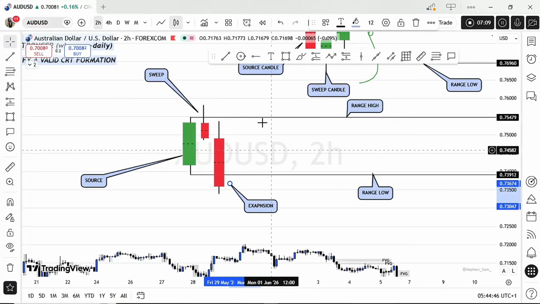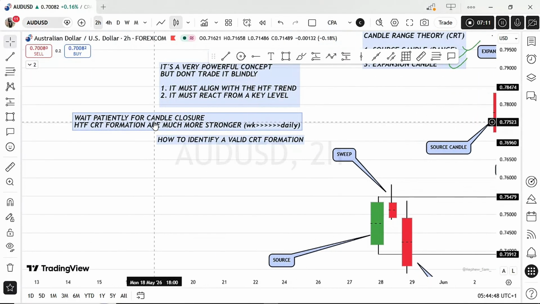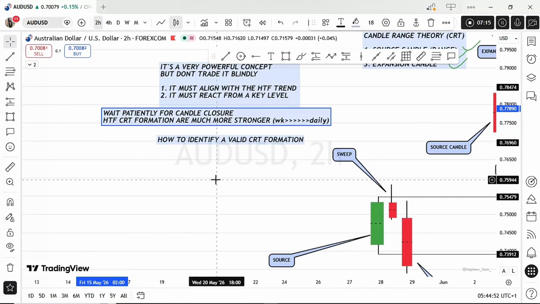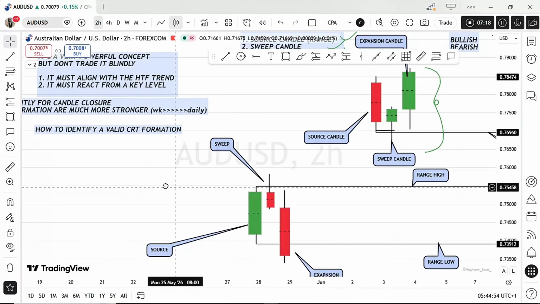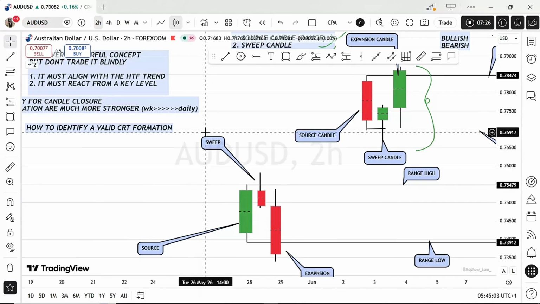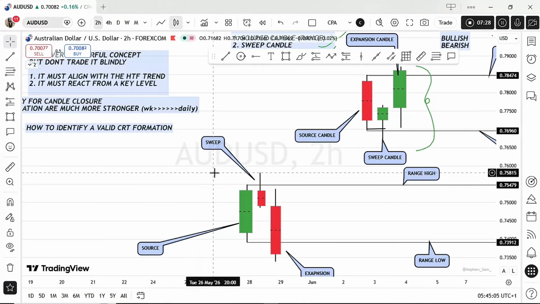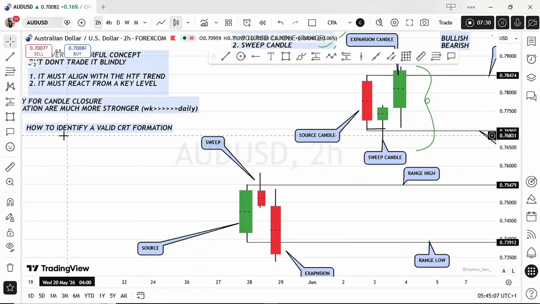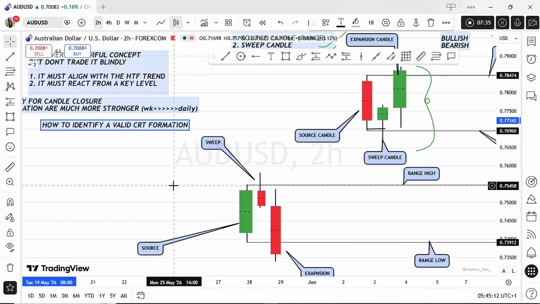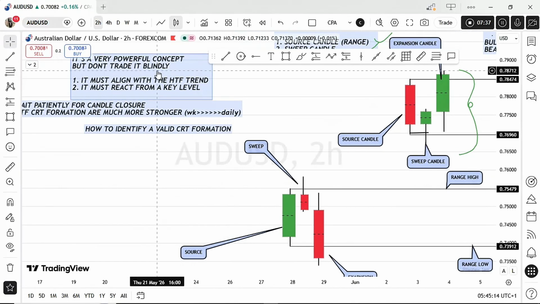Okay, let me just explain a few more concepts. You have to wait patiently for the candle closure. Higher time frame CRT formations are much stronger. I was talking about the weekly candle or the daily candle being much stronger. So weekly, daily, 4 hour are very, very strong. I don't go less than that. Weekly, daily, 4 hour CRT, right? I'll be teaching us how to identify a valid CRT formation, and also pay attention to this.